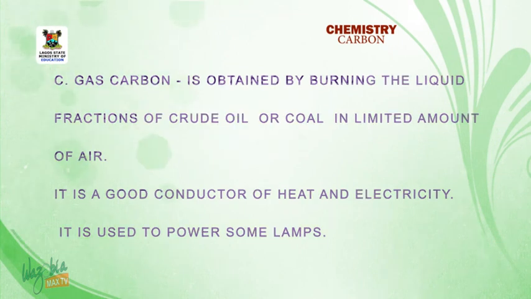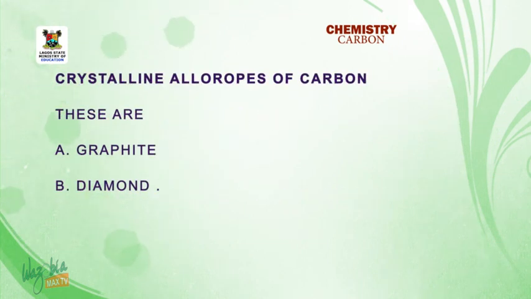Now let's talk about crystalline allotropes of carbon. These are A, graphite, and B, diamond. They are the true allotropes of carbon.